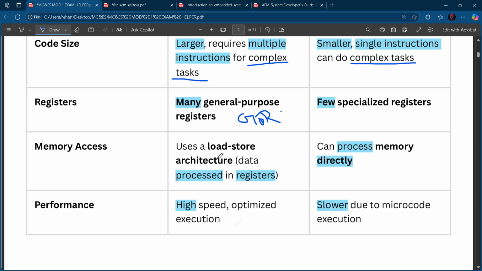Memory access, see, it uses load store architecture. Don't worry, you will be able to remember these words because it is one of the four major areas of RISC. And here, it can process memory directly, or you can say it can access memory directly. You just have to remember process memory directly. Performance: high speed, optimized execution, and slower due to microcode execution. You don't have to write too much. If you are a good and bright student, you can write these words for better quality. But if you just want to pass, you can remember high and slow, all the opposite things.